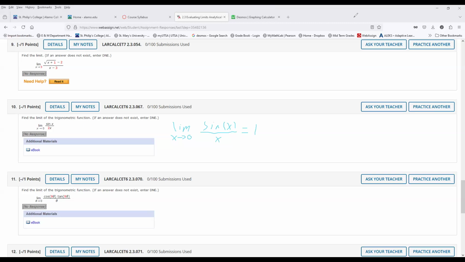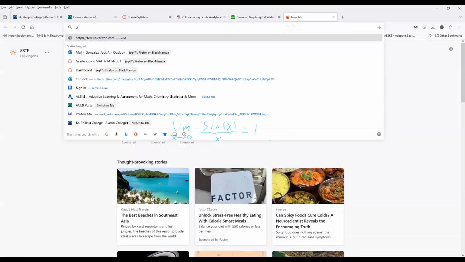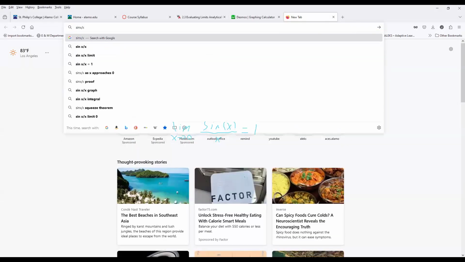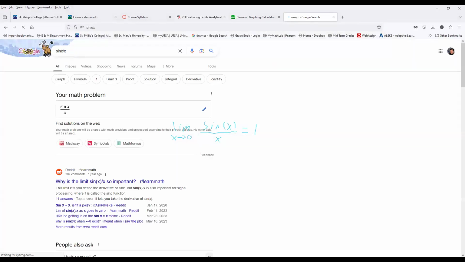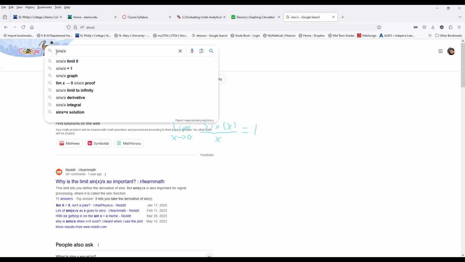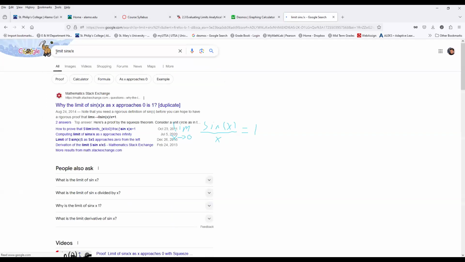Let's check. I'm doubting myself. It's either 0 or 1. I don't say it's 1. Double check. I don't trust myself anymore. Yeah, that's one.